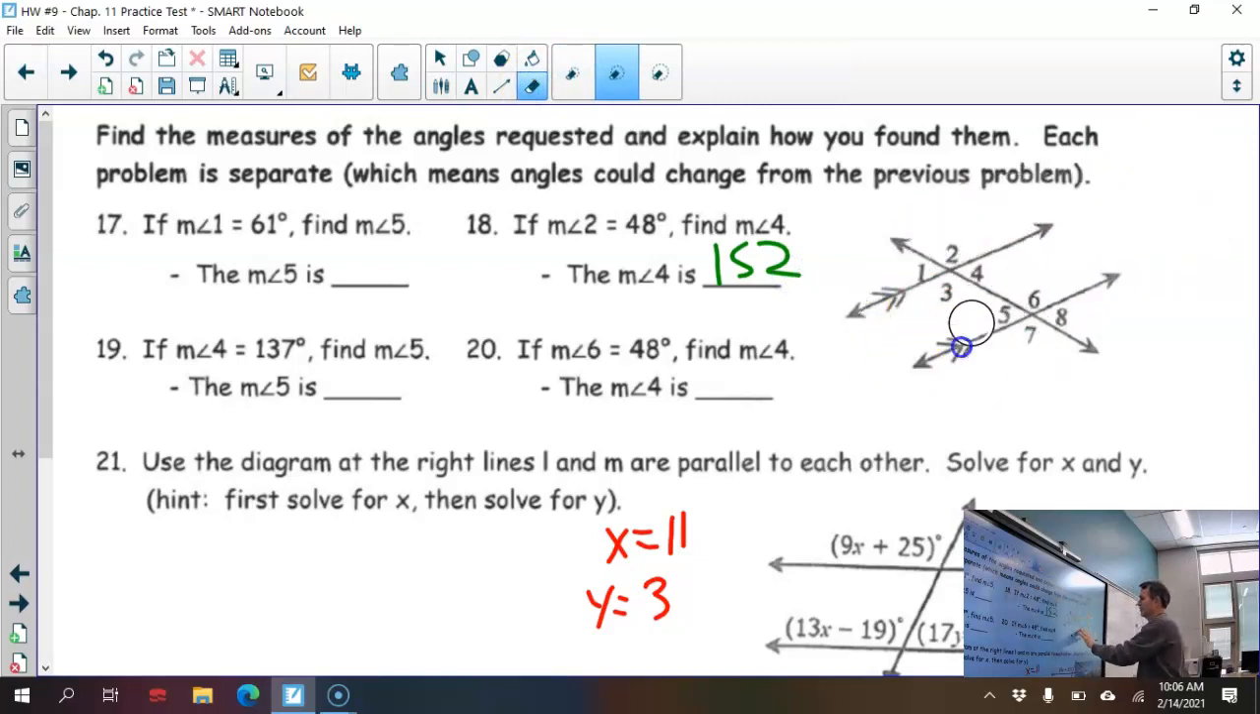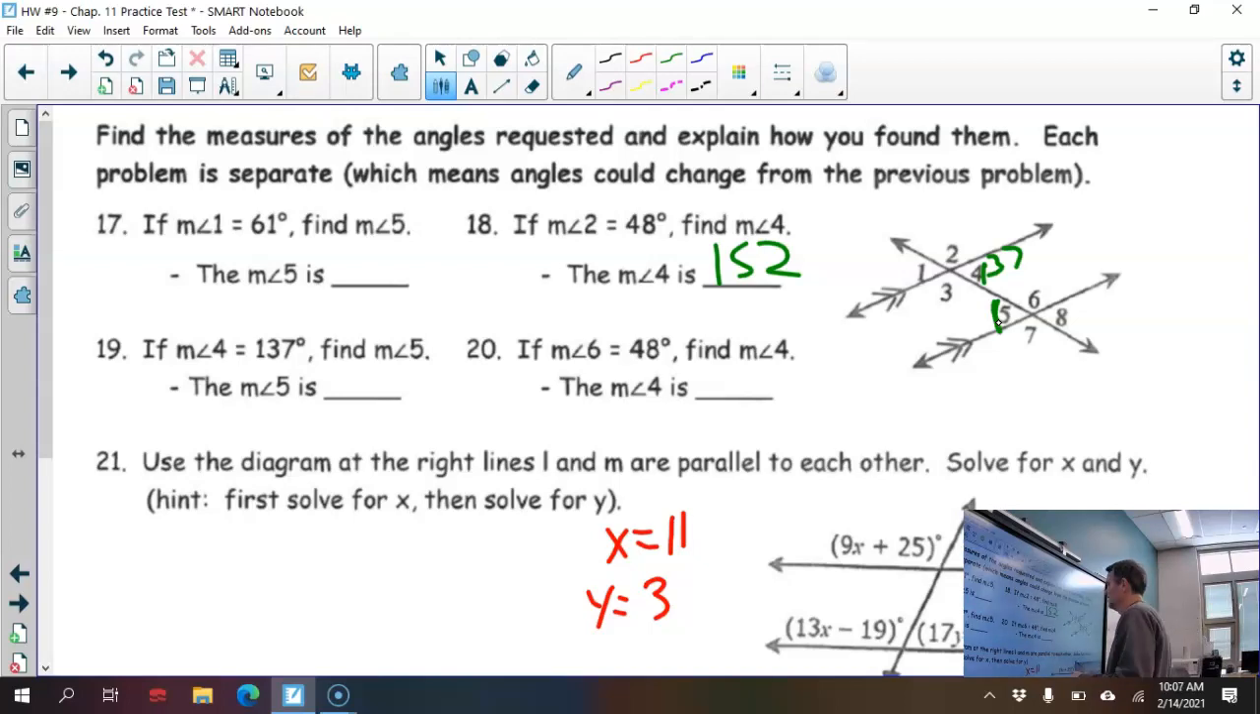All right, that brings us to number 19. Angle 4 is 137. And we want to know angle 5. All right, those 2 angles are alternate interior angles. And because they are alternate interior angles, they are equal. So angle 5 would also be 137.